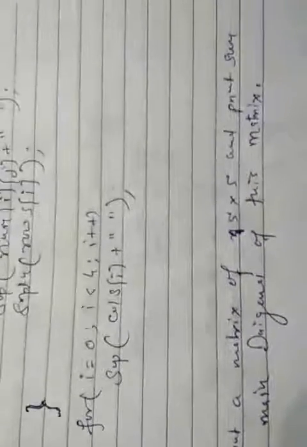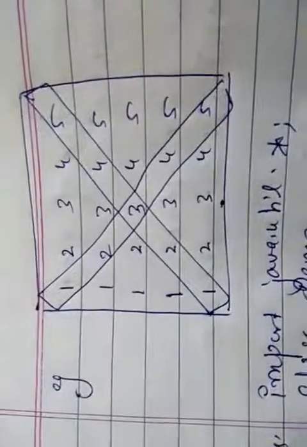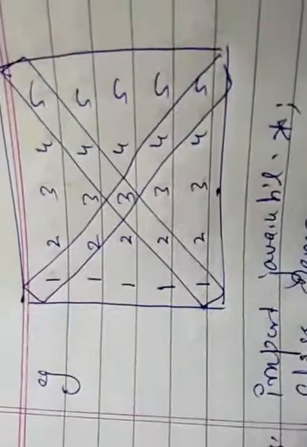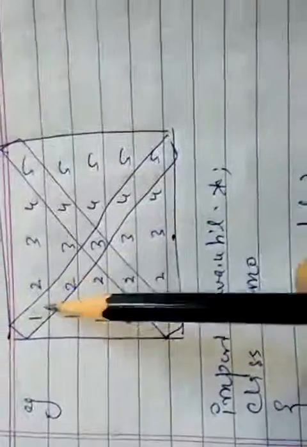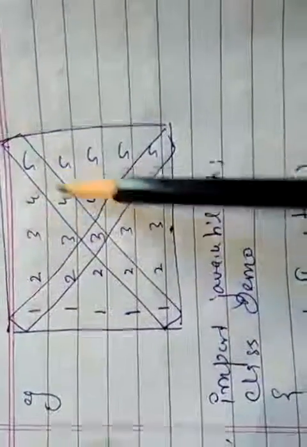Now the next question is: input a matrix of 5 by 5 and print the sum of the main diagonal of this matrix. Let's take an example. Suppose there is a matrix of 5 by 5. So this will be the main diagonal, the sum of 1, 2, 3, 4, 5. This will be first top to down, and second will again be vertically top to down.